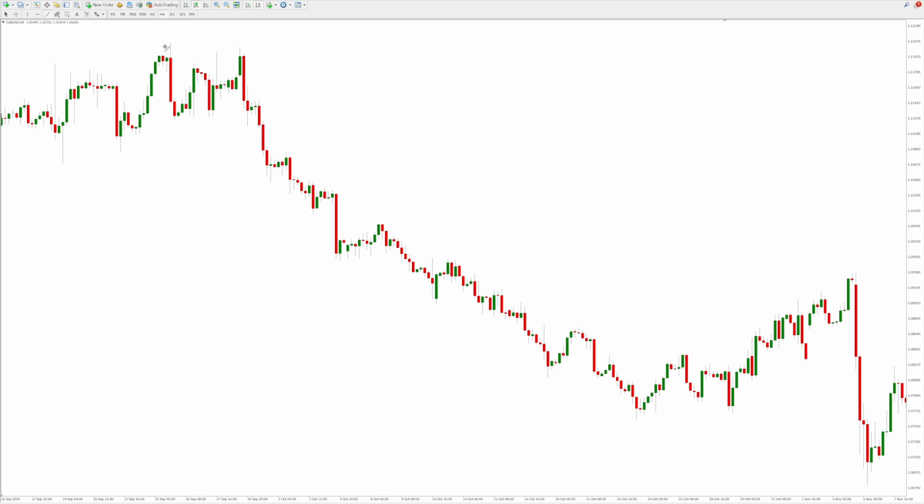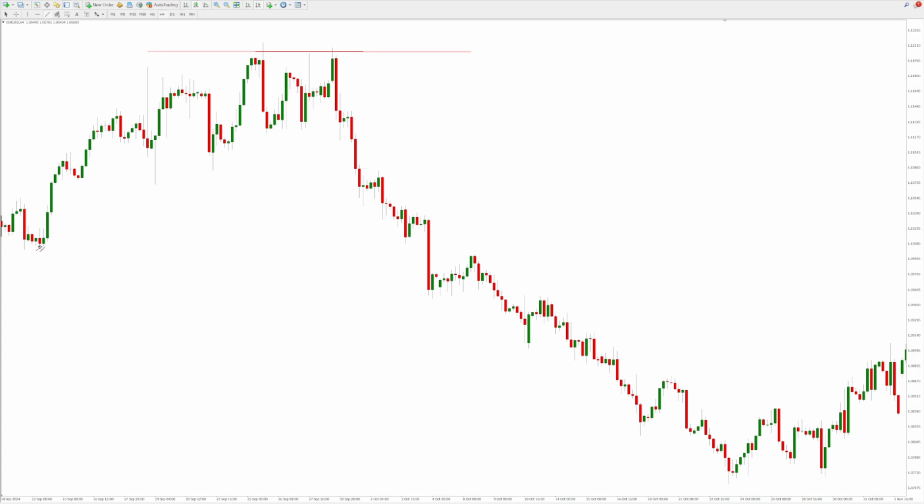The first thing I do is look for a trend, because we want to take the Black Marubozu candlestick pattern in line with the trend. This is a bearish candlestick pattern. It is called the Black Marubozu, but we can call it the red one if we like, because I have my bearish candles marked red here on the chart. So the first thing to do is to identify a downtrend.